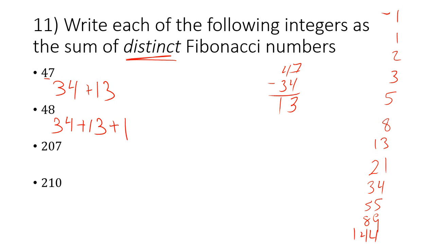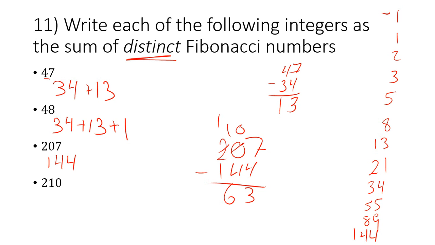So now 207. Okay. So we're going to subtract 144 from it. That gets us 63. That's not a Fibonacci number, so you pick the one that's right below it, which would be 55. So subtract 55 from 63. That would be 8. So then we can add 8 to it. And if you add 144 and 55 and 8, you get 207.